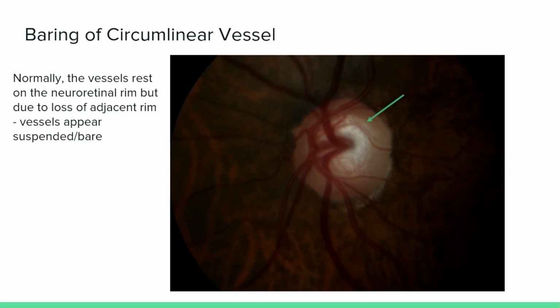So before it becomes a circumlinear vessel, it just bridges straight across to the rim over the cup, and then it collapses and curves like that. So it is a stage which occurs prior to the BCLV once the rim recedes.